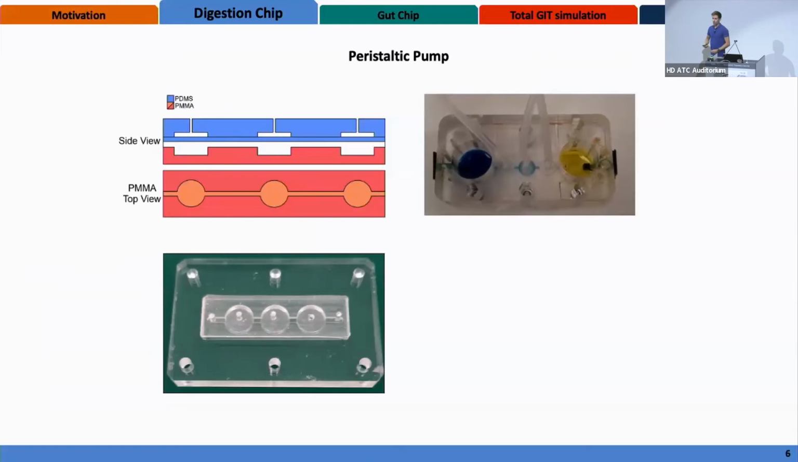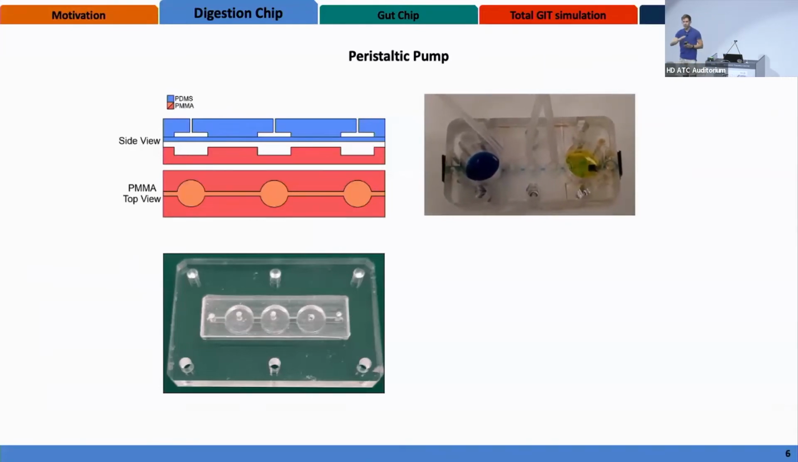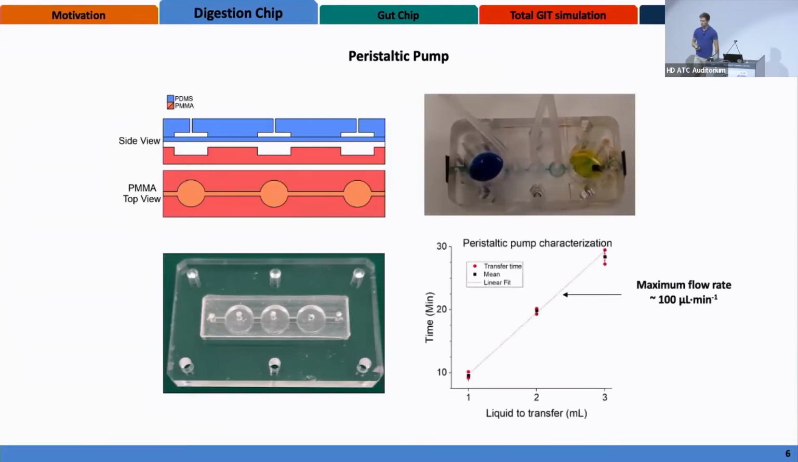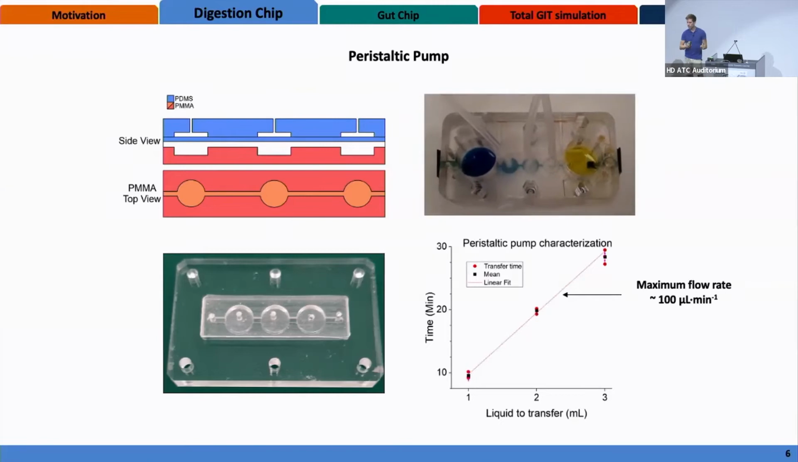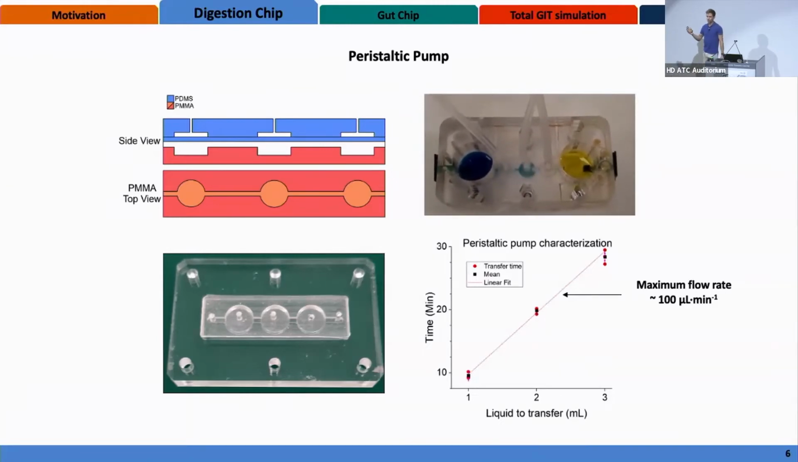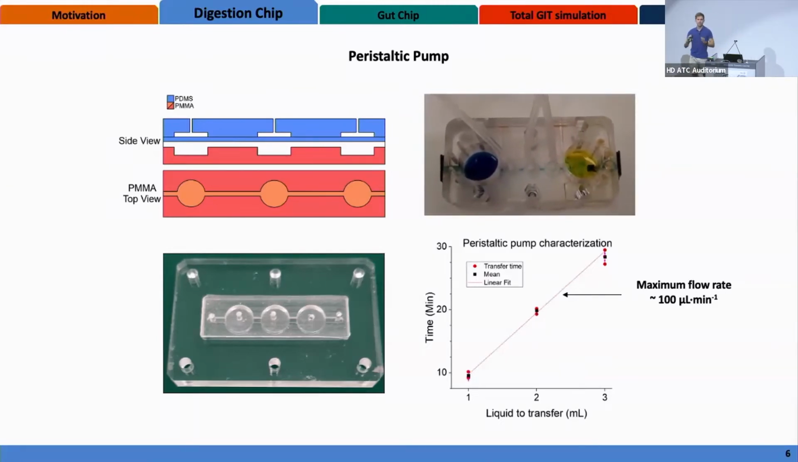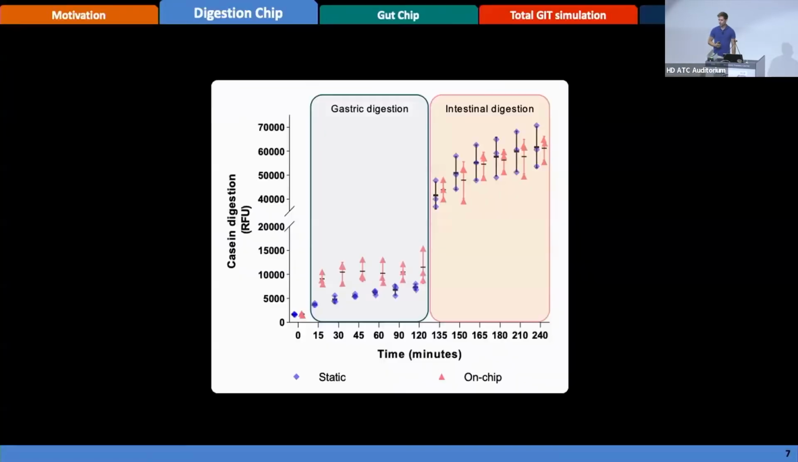This is just to show you our peristaltic pump working. So this is a hybrid between PMMA and PDMS. So we've got a very thin membrane of PDMS that can be deflected with pressure. And we are able to pass from the stomach chamber to the intestinal chamber at a flow rate of 100 microliters per minute, which is plenty because we start with 2 mLs of sample and we don't want to transfer all at once. So this is more than enough for our requirements.